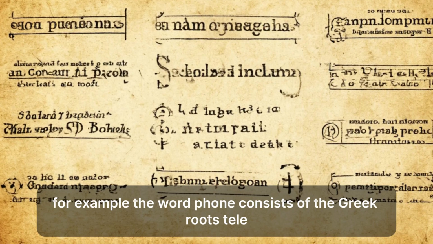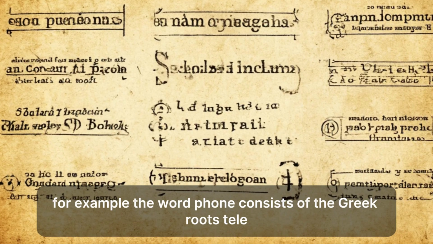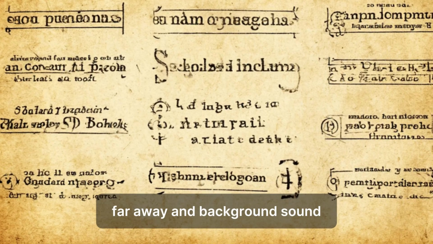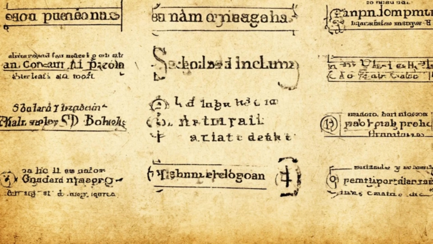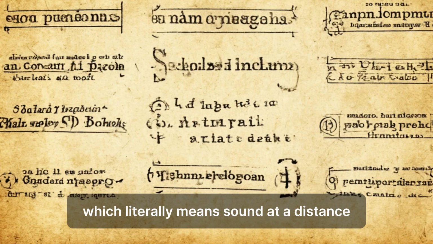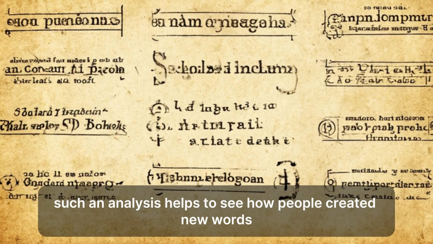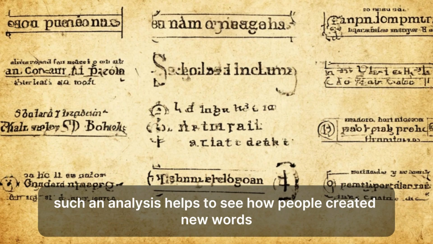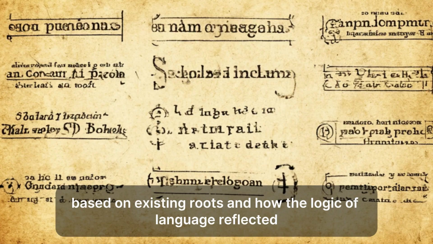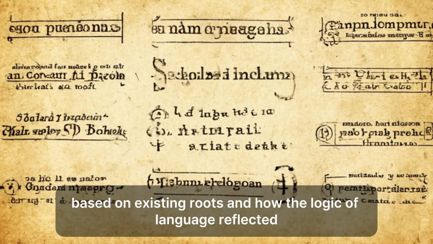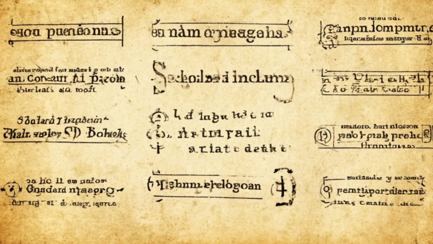For example, the word phone consists of the Greek roots tele, far away, and phone, sound, which literally means sound at a distance. Such an analysis helps to see how people created new words based on existing roots, and how the logic of language reflected the understanding of the world.